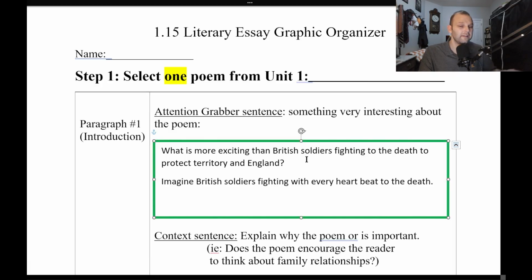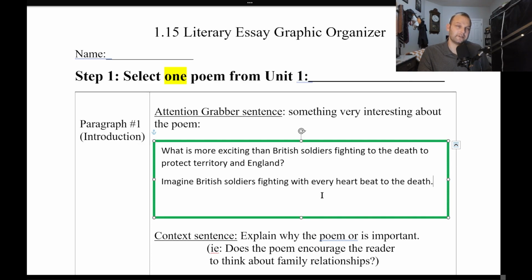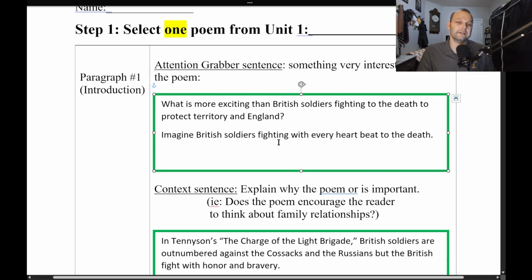So instead of telling the reader, we're going to show the reader. So imagine British soldiers fighting with every heartbeat to the death. That's a little bit more exciting, and we're grabbing the reader's attention a little bit more effectively there. Again, we don't have to tell the reader to be excited. We're just allowing the reader to be excited on their own. So we can omit the word exciting, because we are encouraging the reader to be excited without actually telling them to be excited.